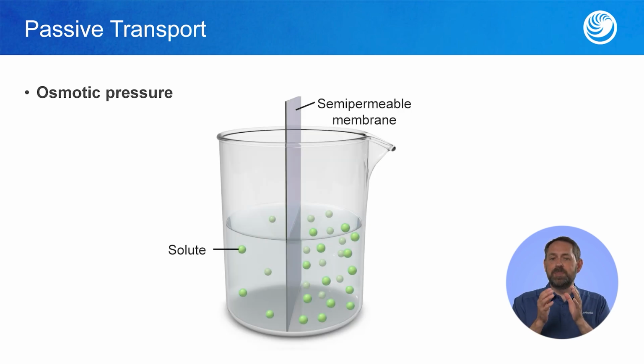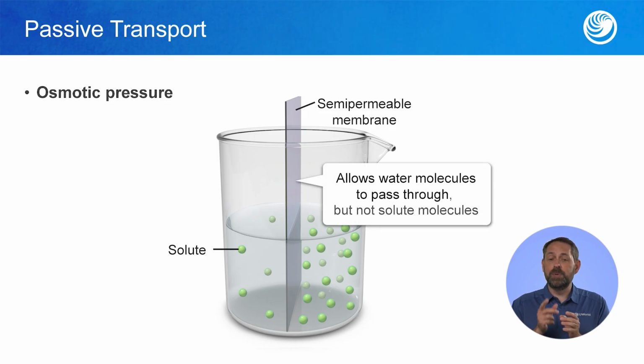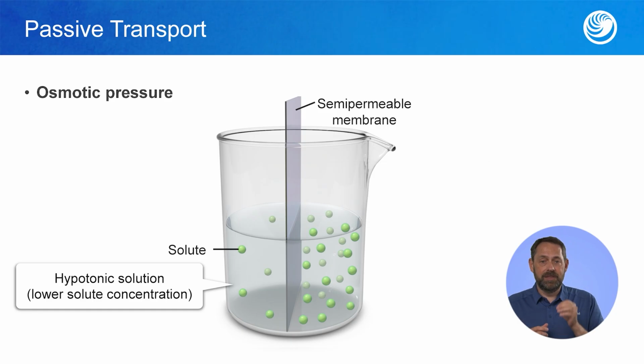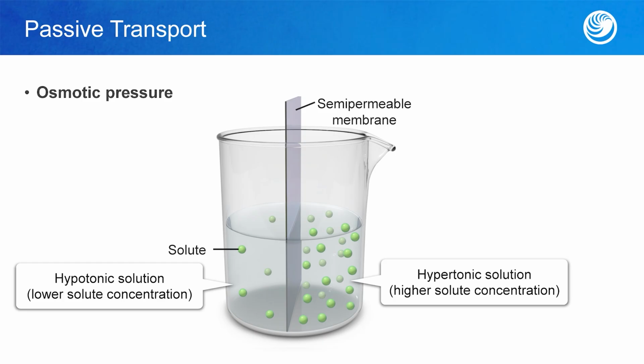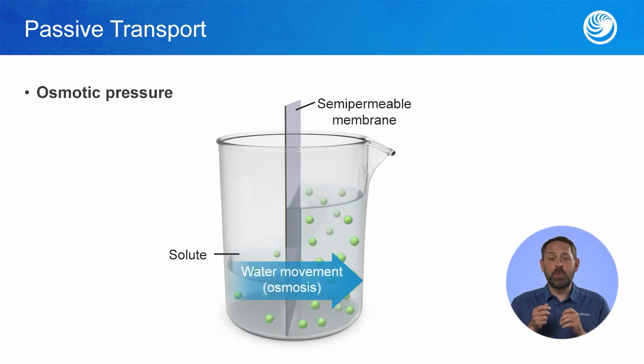Here, we see a beaker divided by a semipermeable membrane that allows water molecules to pass through, but not solute molecules. The left side of the beaker contains a hypotonic solution with a lower solute concentration than the right side of the beaker, which contains a hypertonic solution with a higher solute concentration. The difference in solute concentrations across the membrane creates osmotic pressure, causing water to move across the membrane from the hypotonic side to the hypertonic side by osmosis.